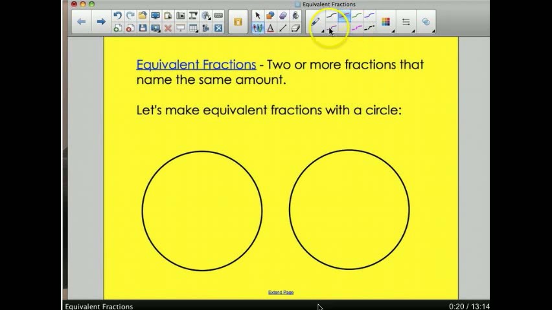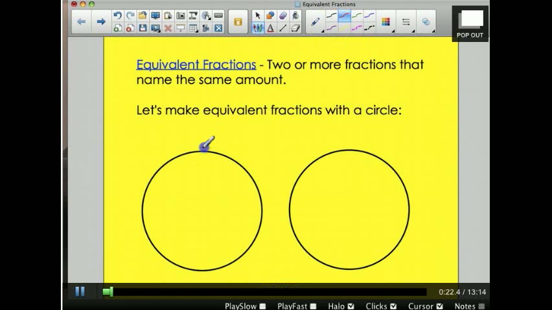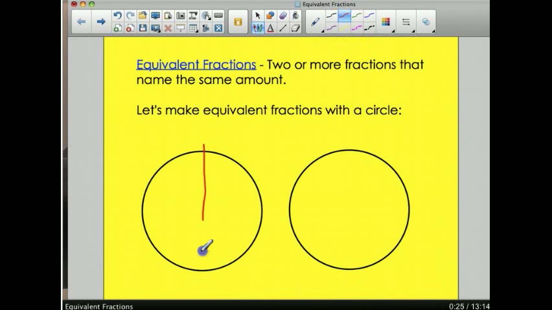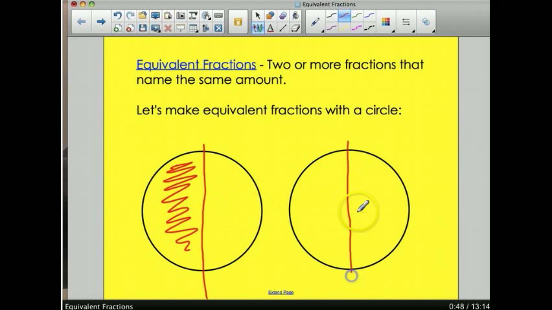Okay, so if I look at this circle and I draw a line right down the middle, again, my lines are never perfect, we can say that this shaded part right here would be half the circle, isn't it? So this is half, and these two sides are equal. Now what if I wanted to make this circle equivalent to this circle? So if I draw a line down the middle and I make my half, but what if I drew a line through the center? We know this circle represents half because 1 out of 2 is shaded.